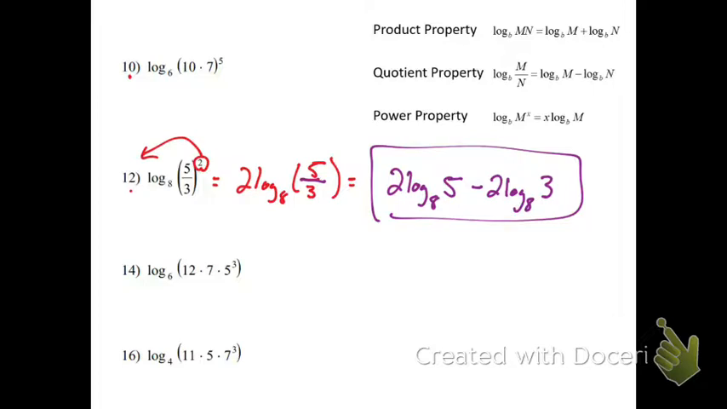Okay, now 14 and 16 require a little bit more work. I'm going to do one of them, maybe 14. So this is going to be split up. I have 2 things being multiplied inside here, so it's going to turn into 3 different logs. So this would be log base 6 of 12 plus log base 6 of 7 plus log base 6 of 5 to the third. There's one thing in here that we need to change.